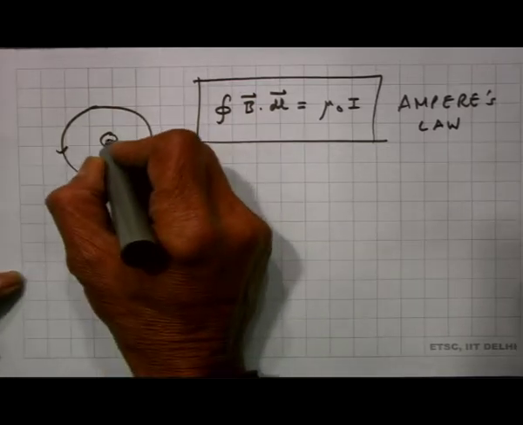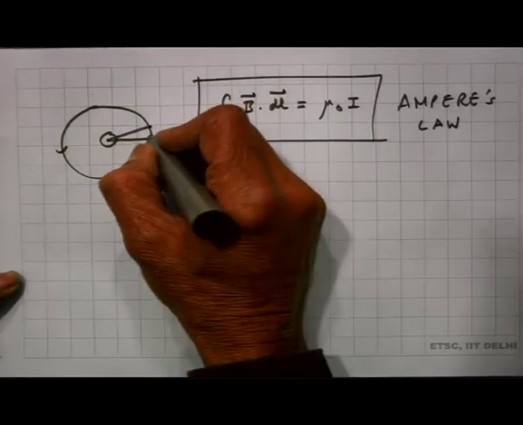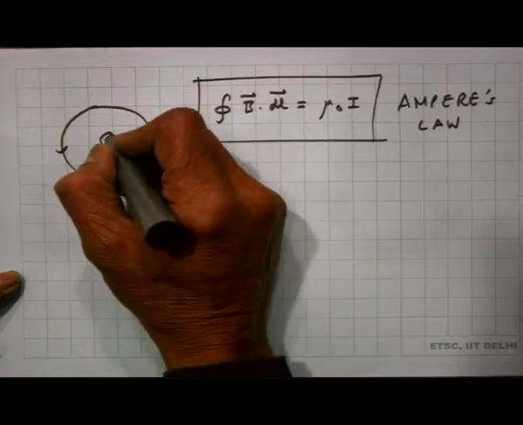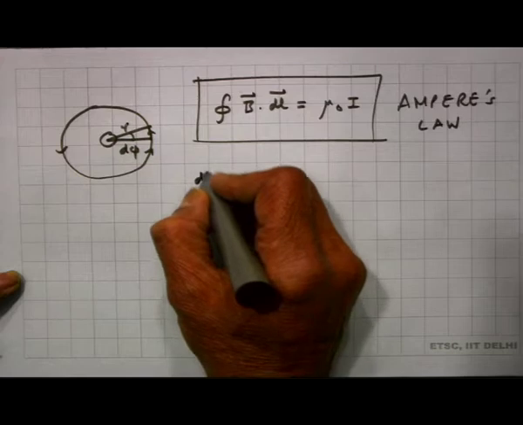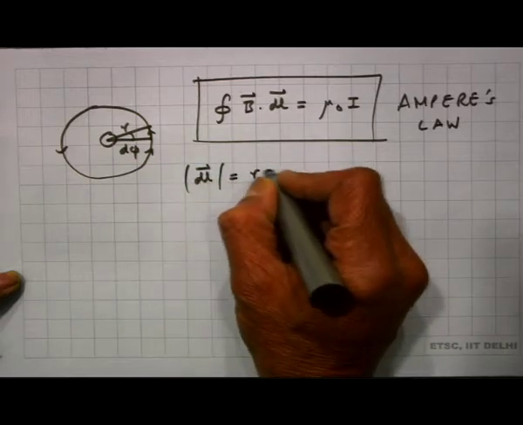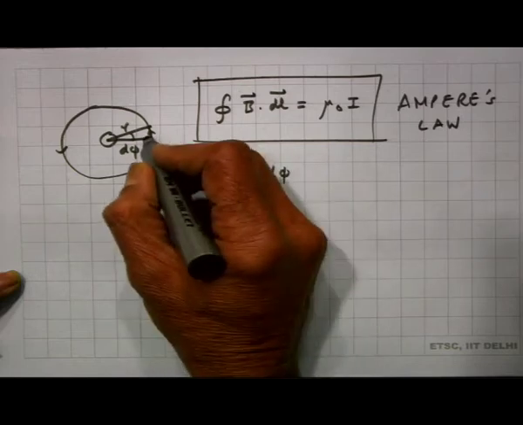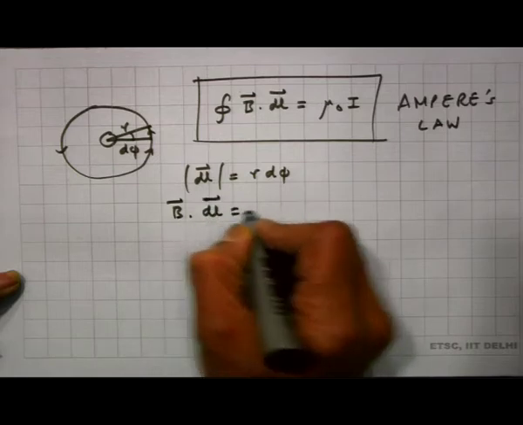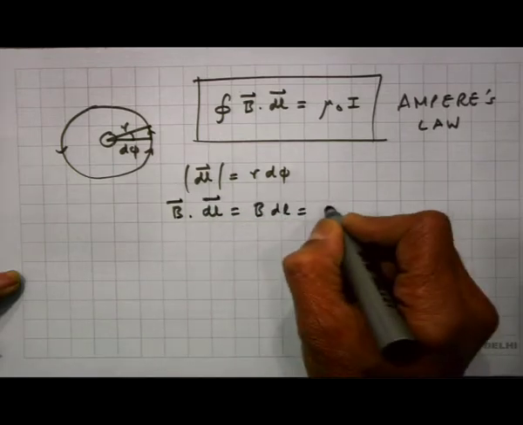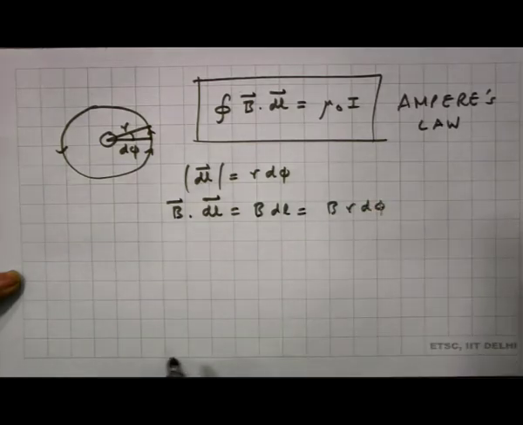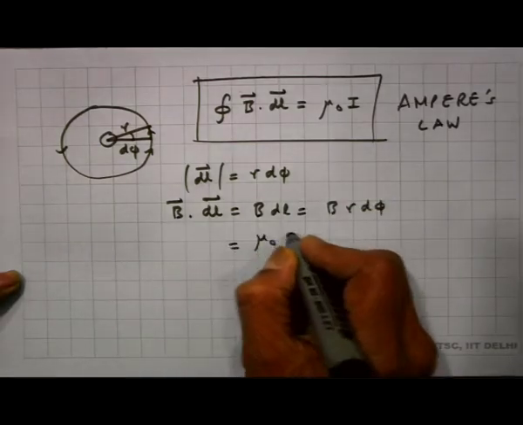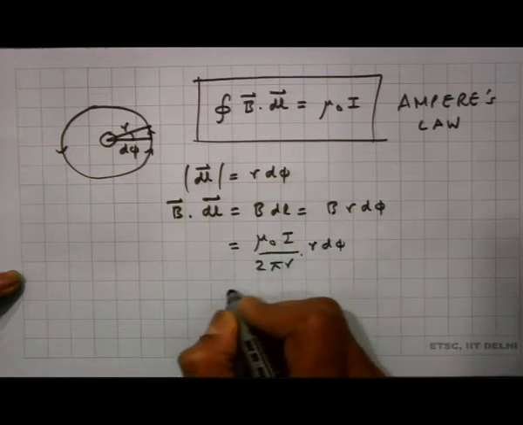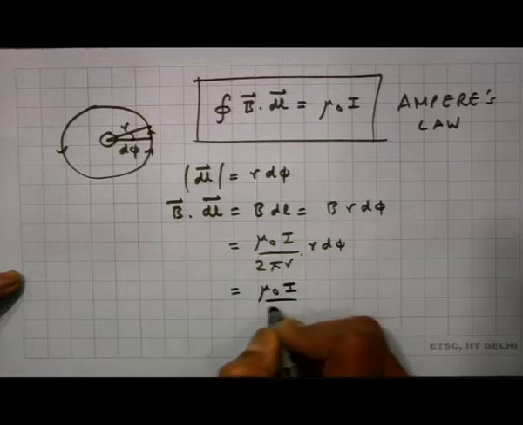Let me recall. We took a small element here of length dl. If this angle is d phi and this distance is r, then the magnitude of the dl vector is r d phi, and the magnetic field is along the same direction as the dl vector. So B dot dl is equal to B times dl, which is B times r d phi, and the magnetic field I just calculated, mu naught I by 2 pi r, times r d phi, is equal to mu naught I by 2 pi times d phi.